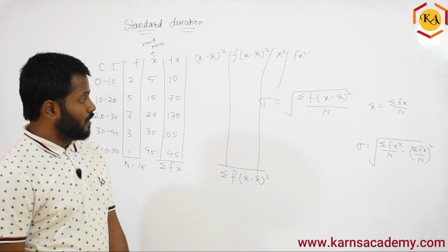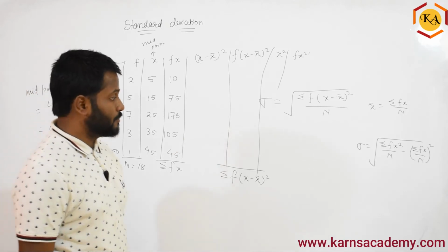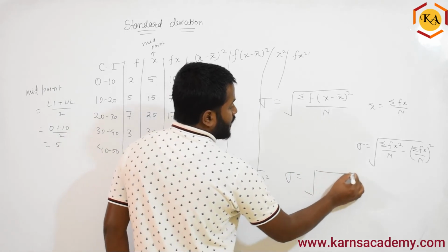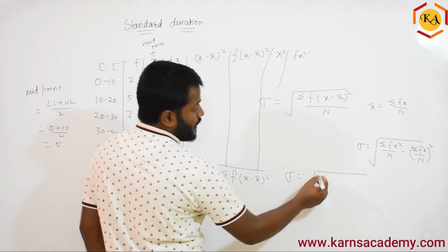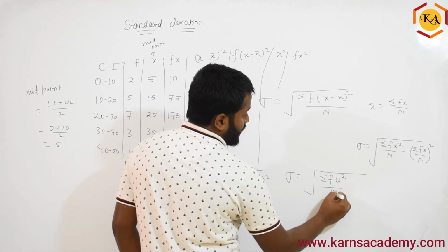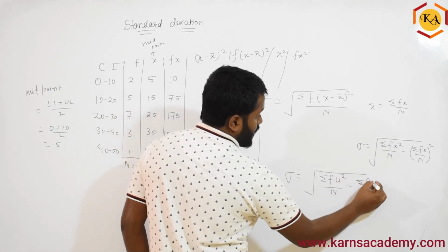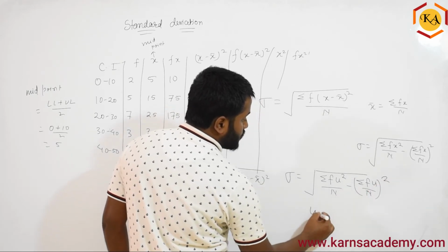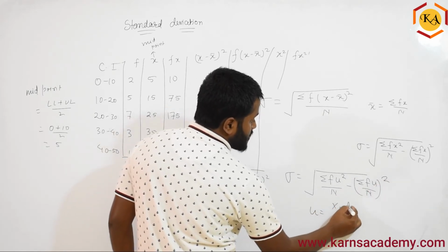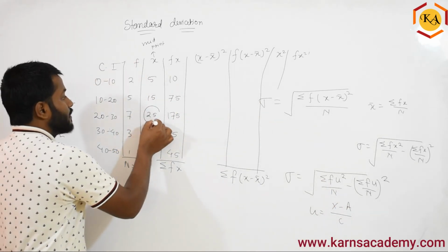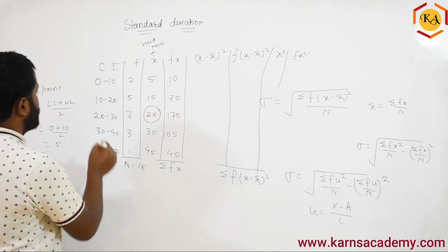Suppose somebody wants to use the shortcut method. Now what you want to do? The shortcut method formula remains the same. Since it's continuous data, it is summation fu square by n minus summation fu by n the whole square. And what is your u? U is nothing but x minus a by c. So from x you select anything as a, and find out the u value over here.